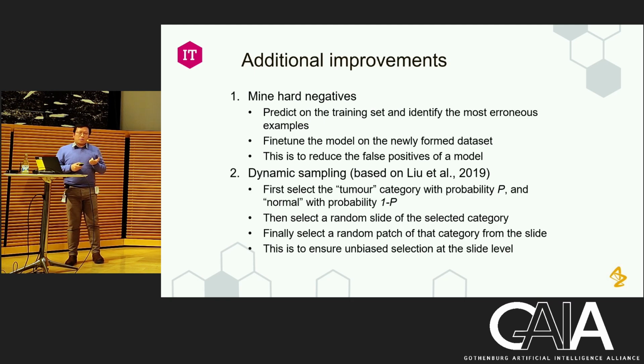In CAMELYON, there are a lot of normal slides. What we observe is that quite often, when you produce predictions on these normal slides, a lot of them contain many false positives.